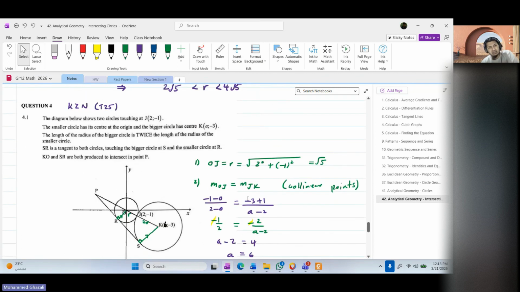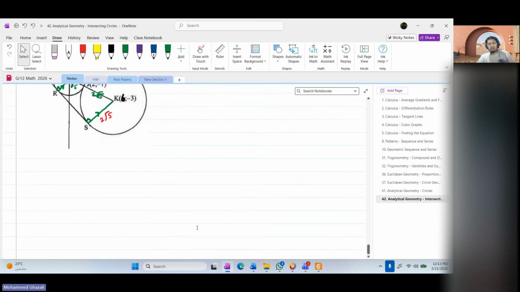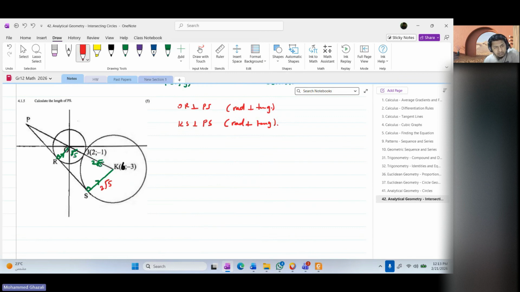The length of the radius of the bigger circle is twice the length of the radius of the smaller circle. Yeah, they didn't say that that's a midpoint, so you can't use the midpoint theorem. Now remember, this was root 5. So now this is also root 5. See this OR, that's also root 5, and this is also 2 root 5. Okay, so we filled in all the information. What's the best way of solving this problem now?